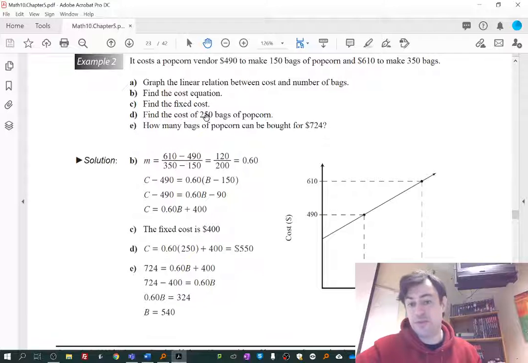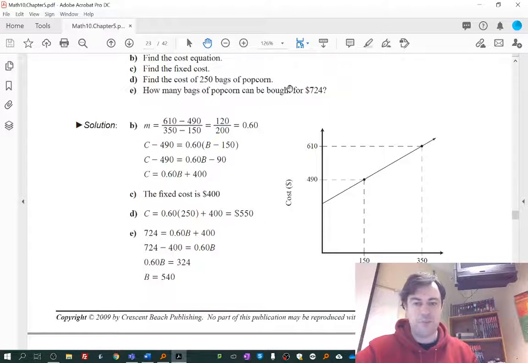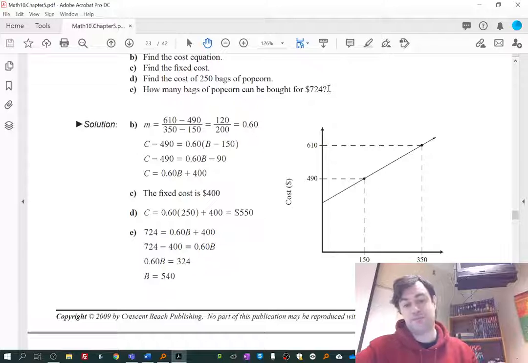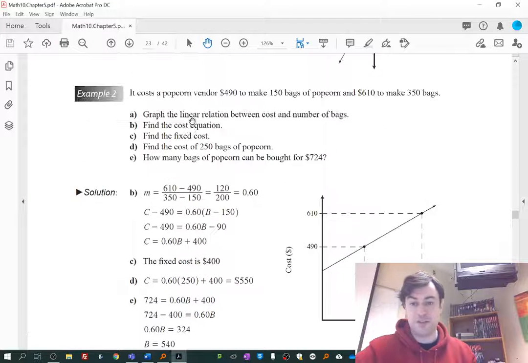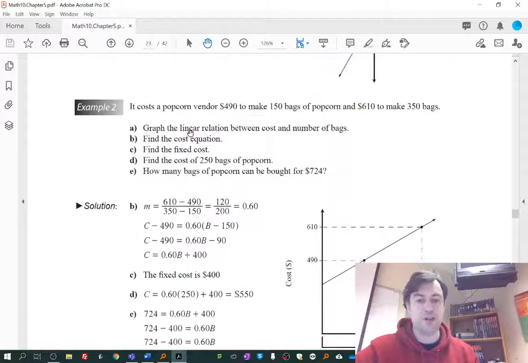Find the cost of 250 bags of popcorn. It's just a matter of plugging that into your equation. And how many bags of popcorn can be bought for this amount of money? So you plug in this for your y value and solve for x. So that's basically how we're doing these questions. They're all kind of similar along this way.